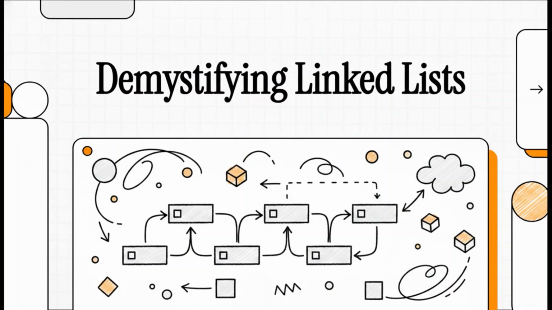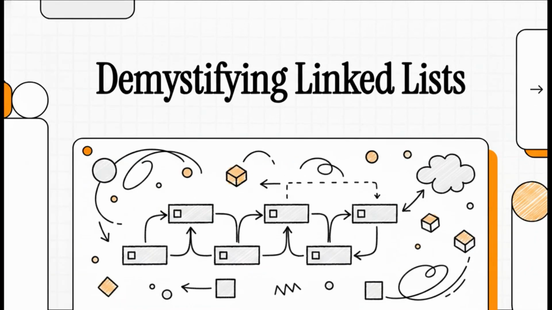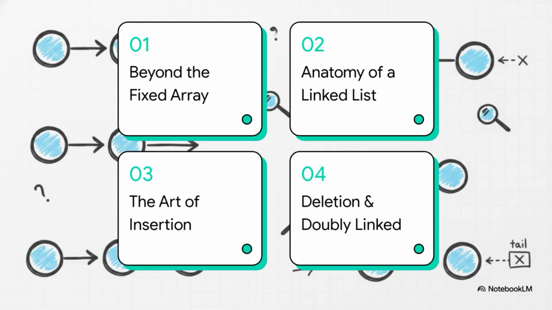Welcome to today's Explainer. We're diving into Chapter 3, Demystifying Linked Lists. This is absolutely one of the most fundamental and honestly most fascinating dynamic data structures in all of computer science. We're going to decode exactly how they free us from the limitations of fixed memory and give our code the flexibility it really needs. Here's our roadmap for this session.